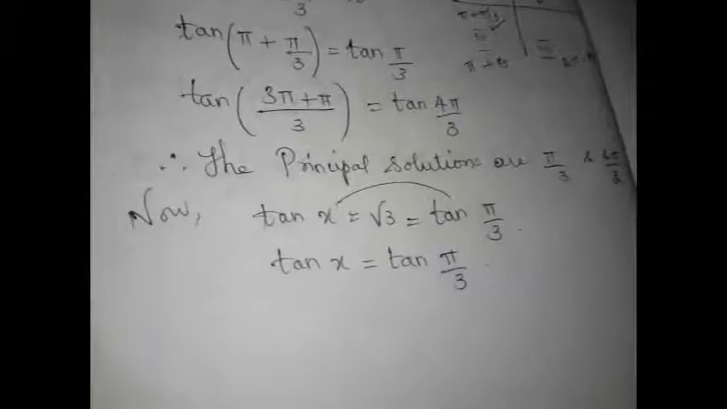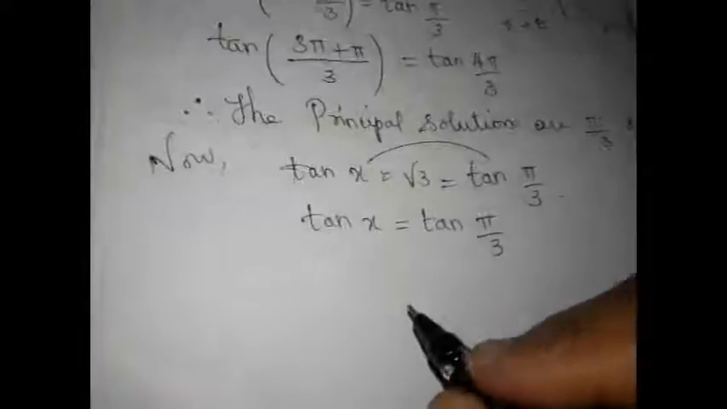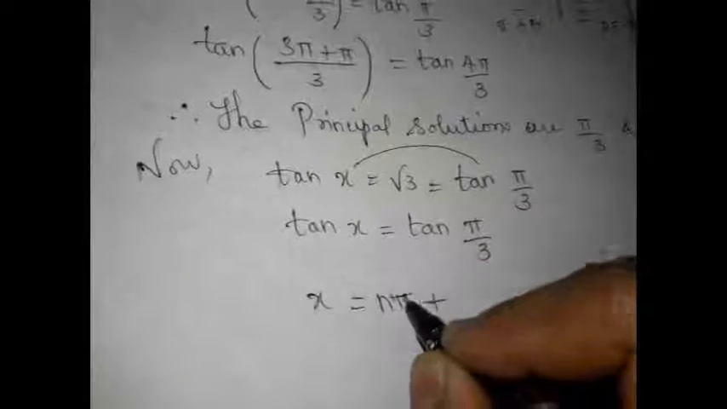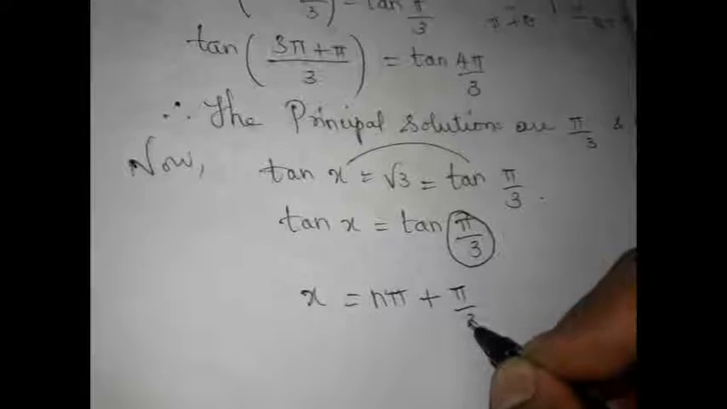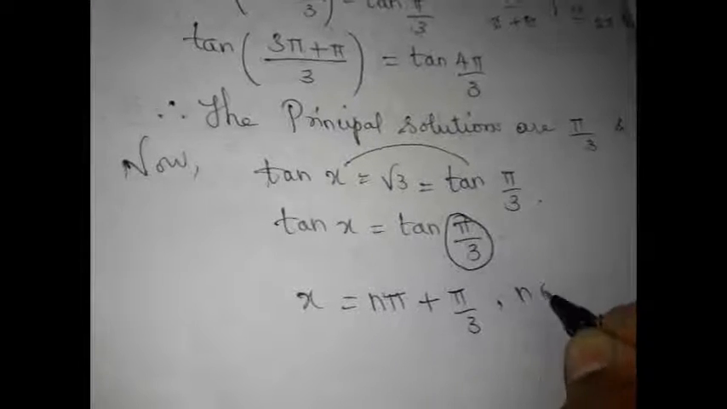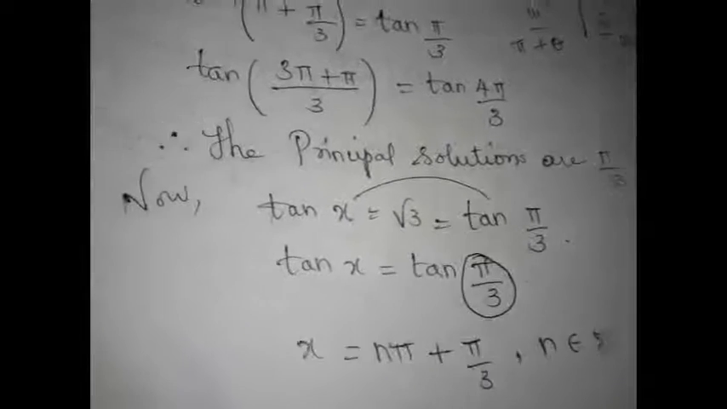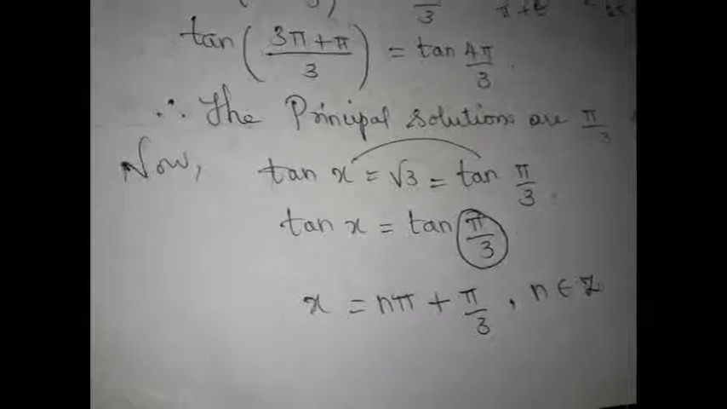So what is the general solution for tan x equal to tan y? x is n pi plus y, where n belongs to Z. So x equal to n pi plus y. What is your y? y is pi by 3, where n belongs to Z. So this is the general solution of the equation tan x equal to root 3.